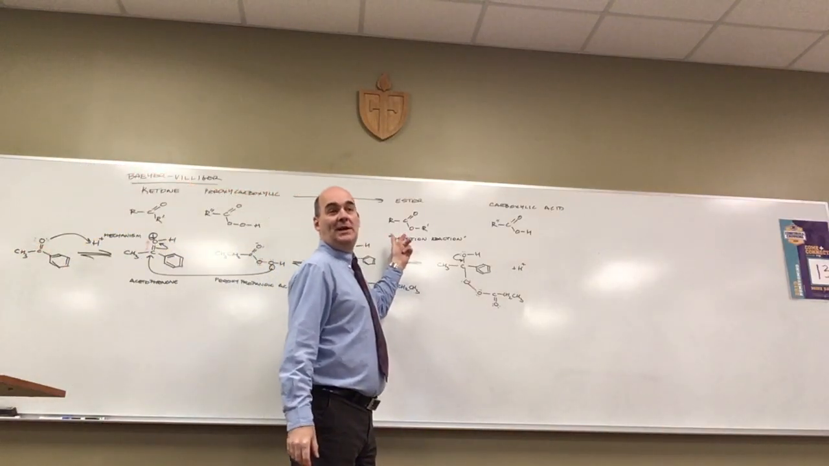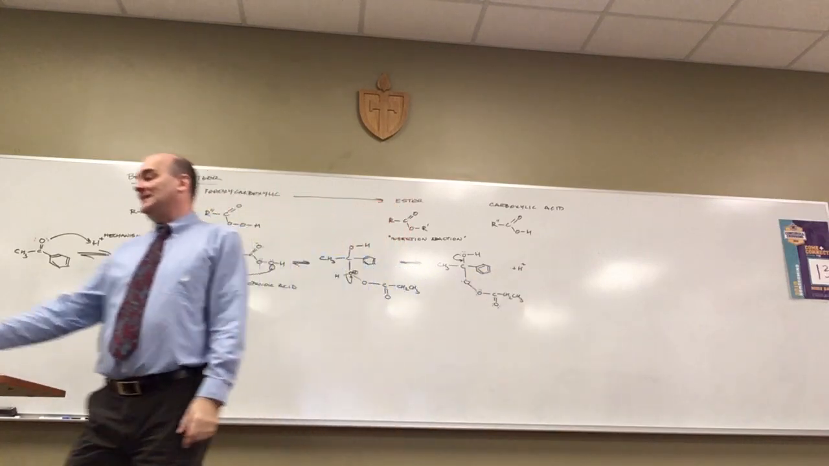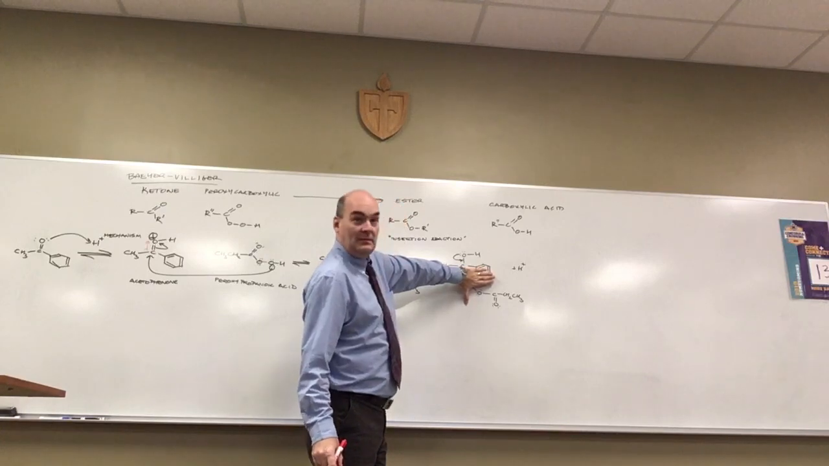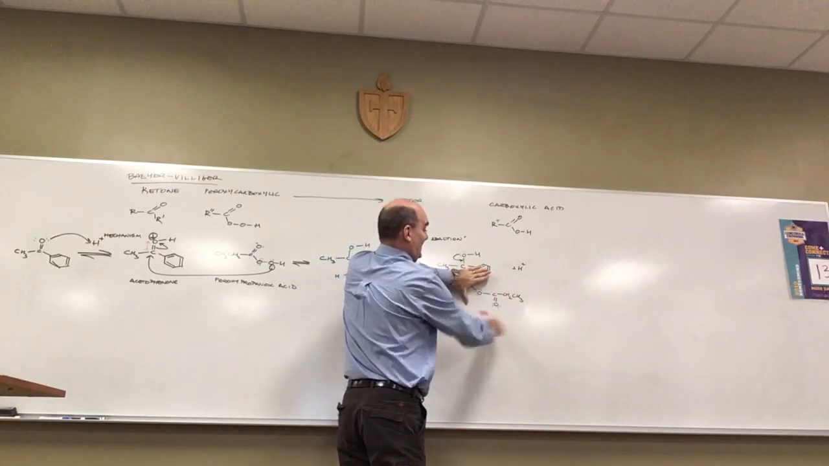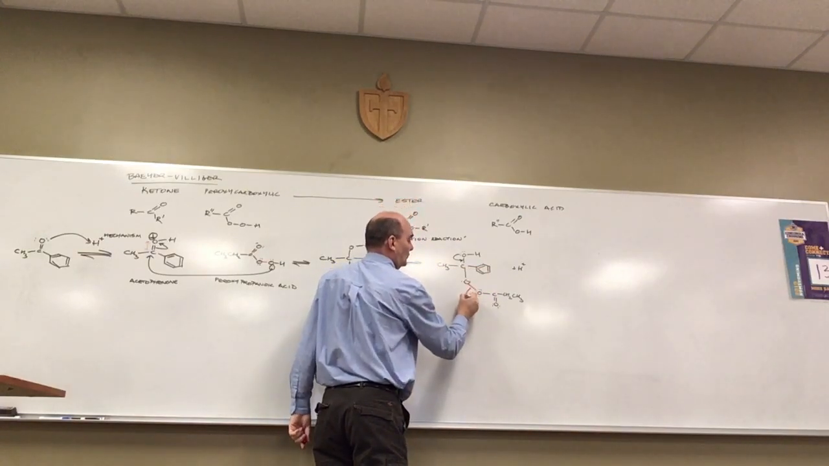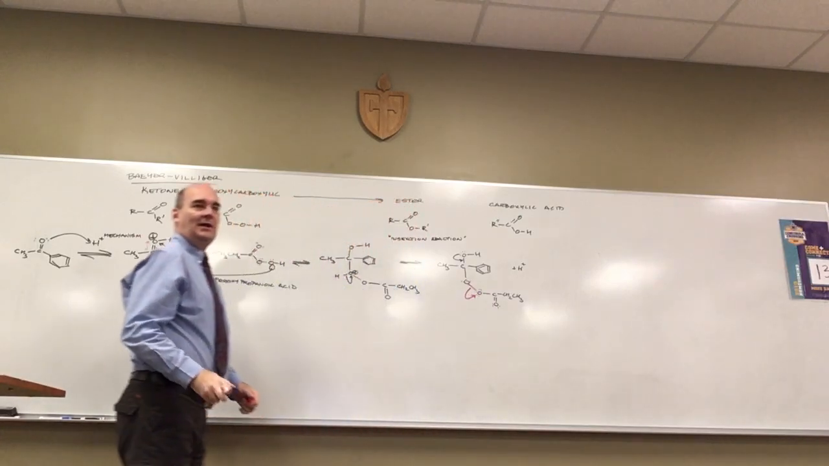Now, we can cheat because we already know what the outcome is. We know that I'm going to make an ester and I'm going to make a carboxylic acid. And the carboxylic acid is the easiest thing to see. It's right there. It's this thing here. Which means that bond has to break.